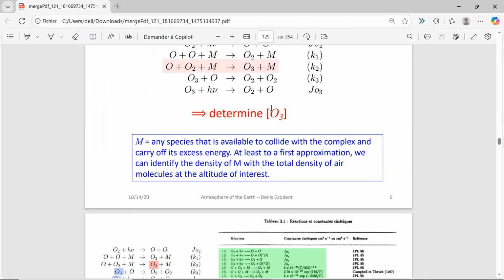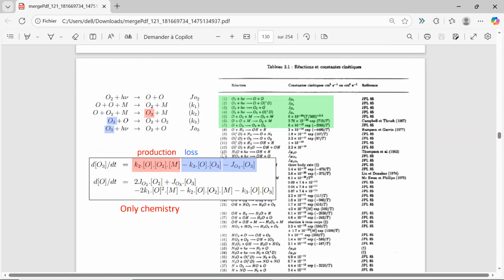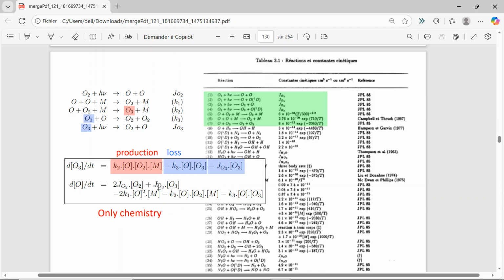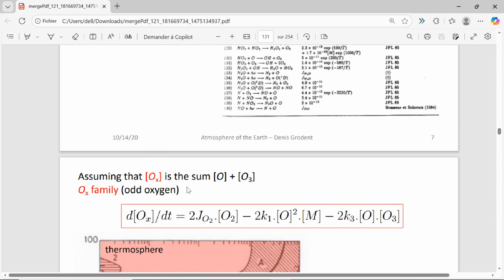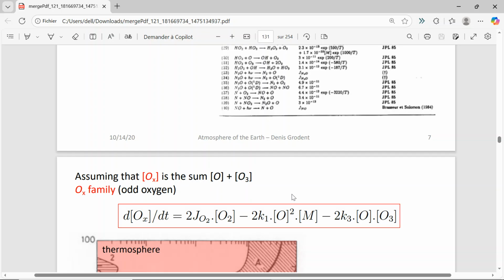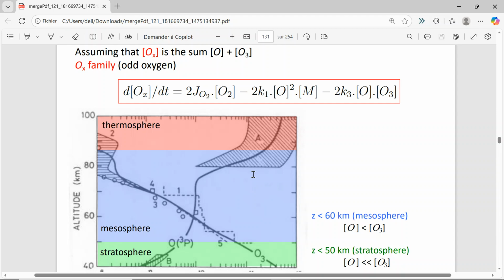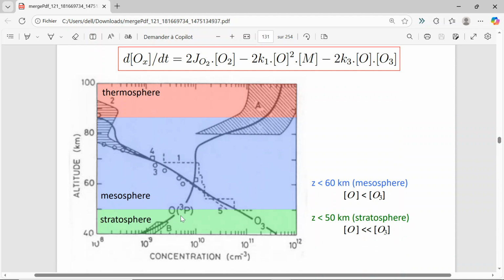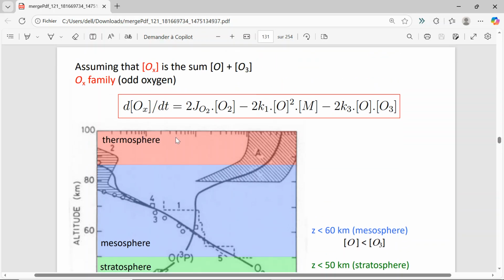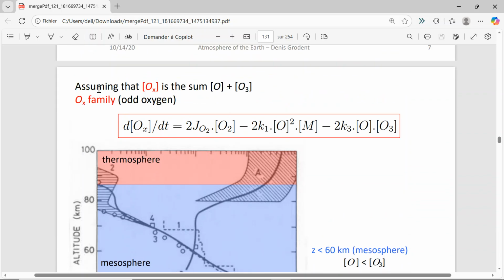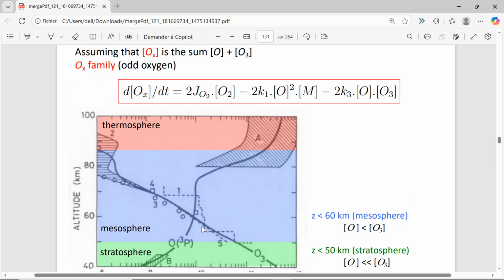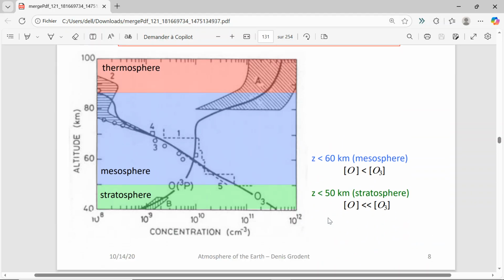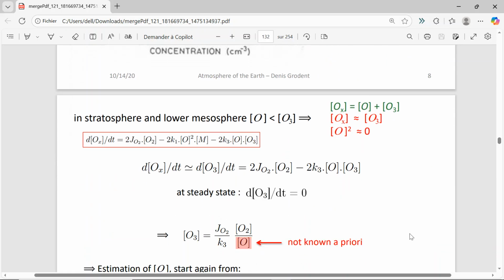So we need to know what the concentration of the ozone is. The variation of the ozone quantity is the difference between the production and the loss. We can define the OX family, which is the sum of the concentration of the atomic oxygen and the ozone. We see that in the stratosphere, ozone dominates over the atomic oxygen, so we can approximate the variation of the OX family as the variation of the ozone only. In the mesosphere, the ozone also still dominates over the atomic oxygen.